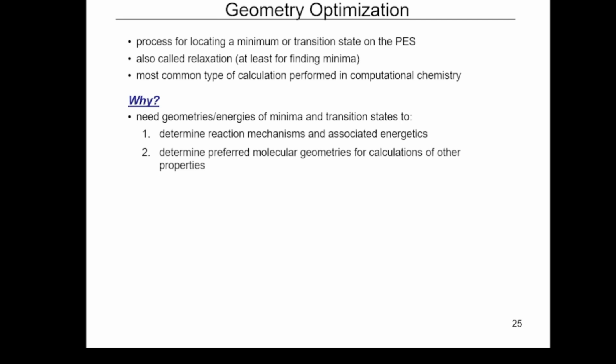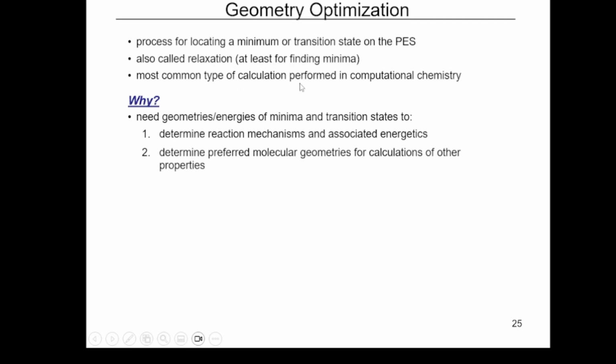Okay, now we move on to geometry optimization. Now you need to understand what the word optimization means. Optimization means to relax the structure to the most stable structure. So it is a process for locating a minimum or transition state on the potential energy surface. It's also called relaxation, at least for finding minima.